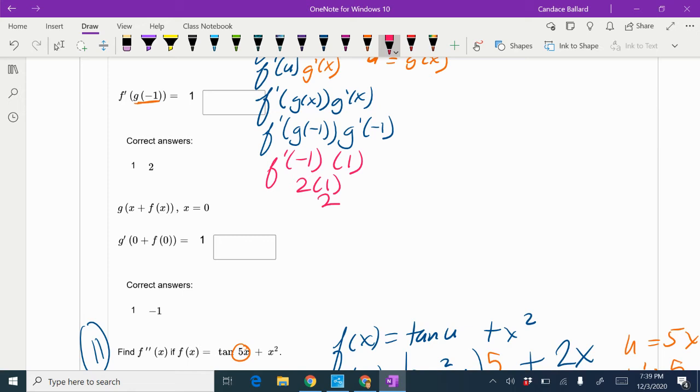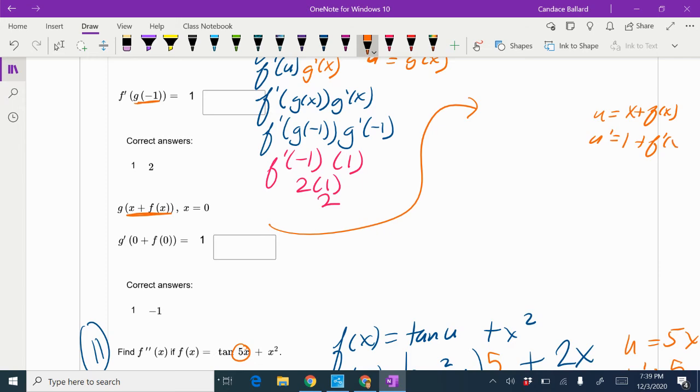All right, now we're going to find the derivative of g of x plus f of x. So again, I do have a chain rule going on. It looks a little bit different this time. I'm going to do my workup over here. So u equals x plus f of x. So u prime equals 1 plus f prime of x.